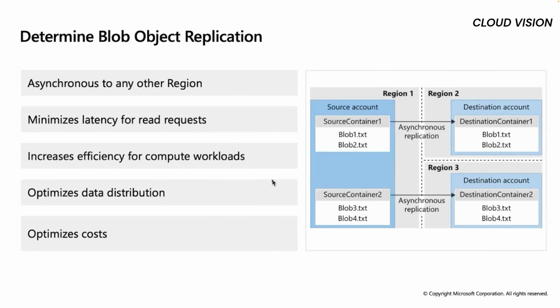Okay, blob object replication, which is an asynchronous service. Also, minimum latency is available here, so we can have one blob container in region 1 and a container in region 2. I would probably do this kind of replication if I'm operating in multi-region, multi-country operations, where I want to make sure the blobs are accessible by my users who are closer to that. It optimizes the cost, optimizes data distribution, and it increases efficiency for compute workloads.